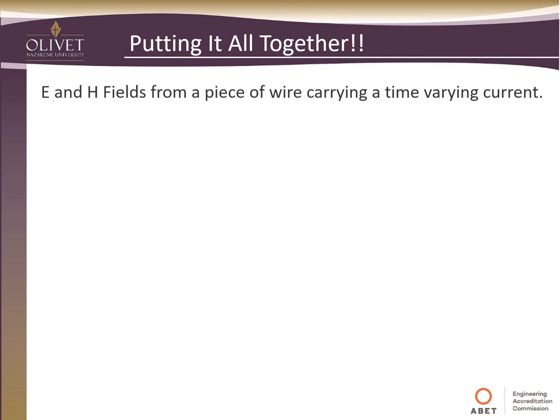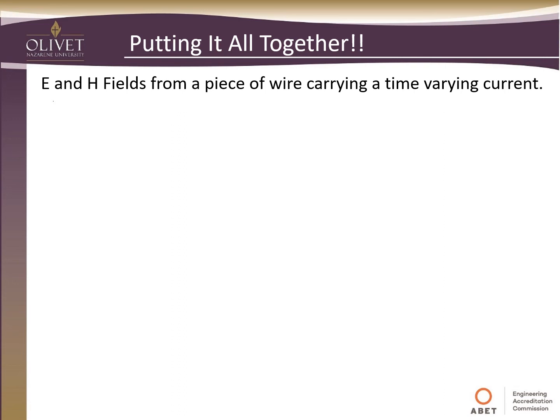So now it will benefit us to put all this together, just for a quick glimpse to see what's actually happening with the electric and magnetic fields whenever we have just a simple piece of wire carrying a time varying current. And there are plenty of examples of this in your house or whatever building you're sitting in. We receive AC current at all the outlets. It's time varying at 60 hertz. So these fields are actually being created all around you all the time.